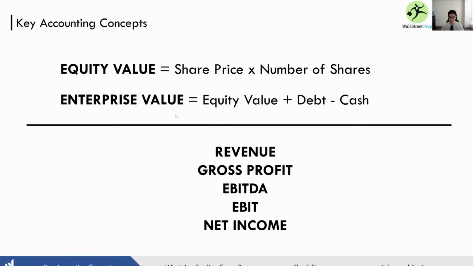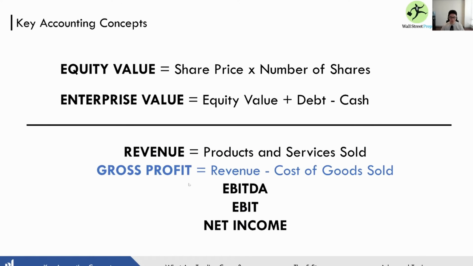And as I mentioned, I wanted to simplify things a bit, right? So if you're new to everything, just think about enterprise value as equity value plus debt minus cash. And when you get more advanced, you don't want to just think about it like that, but for starting off purposes, think about it in that way. And let's go into what each of these on the denominator means. So revenue equals products and services sold, should be pretty self-explanatory. Gross profit, revenue minus cost of goods sold.